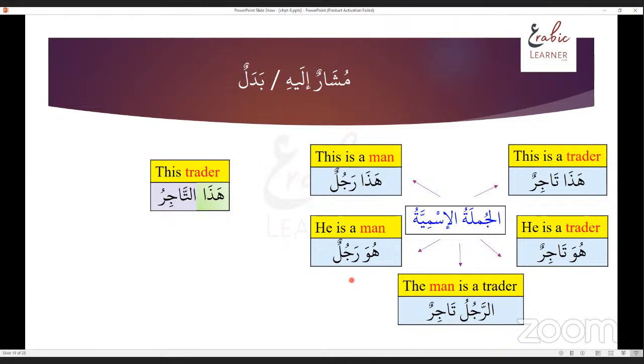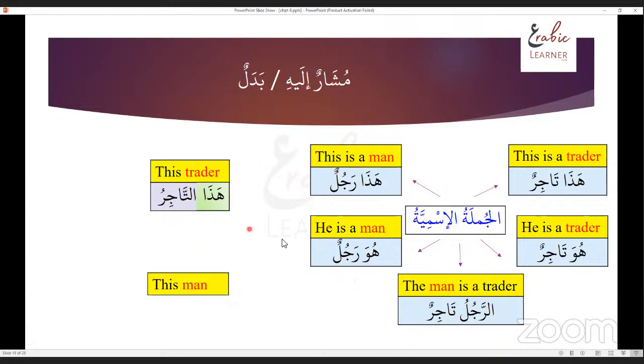This is a trader. But the moment I say, Hada tajiru, and I'm attaching al to that, it is no more a jumla, it is this trader. I'm talking about a specific trader. Okay? Hada tajiru. Understood or not? Okay? Hada tajiru.